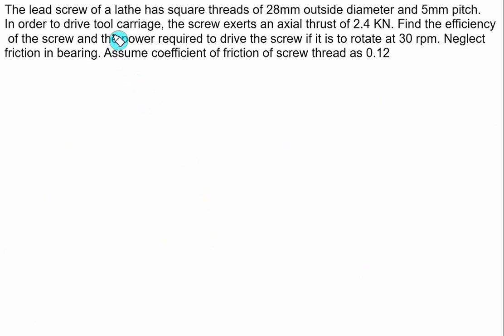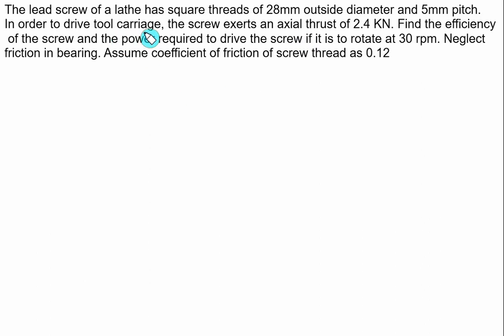The lead screw of a lathe has a square thread of 28 mm outside diameter DO and pitch equal to 5 mm. If nothing is given, then you have to always assume a single start thread, because for single start thread the torque required will be less. We have proved it in one of the numericals.